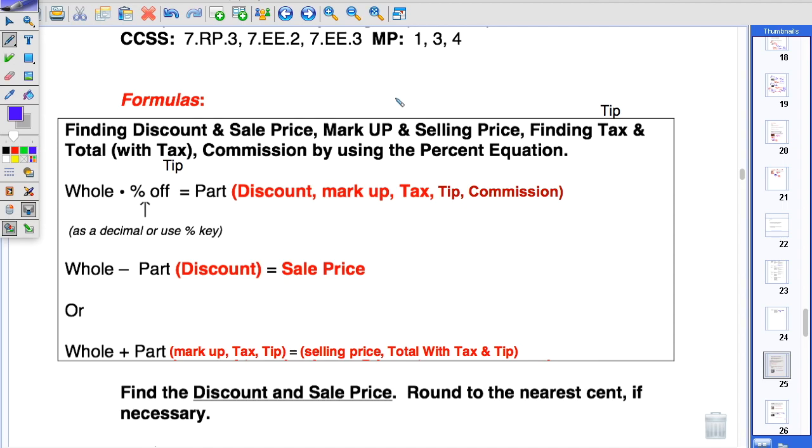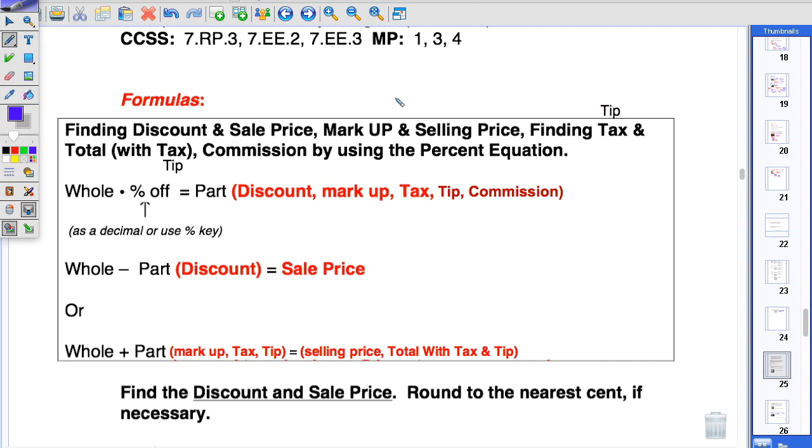So we're going to be using the percent equation. That's your whole times your percent is equal to your part. This formula is the percent equation, and it's used to find the discount, the markup, the tax, the tip, and the commission. Remember, your percent is as a decimal, or you can use your percent key.